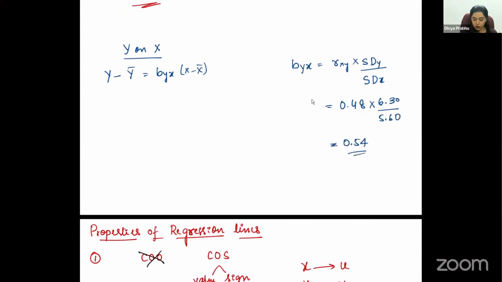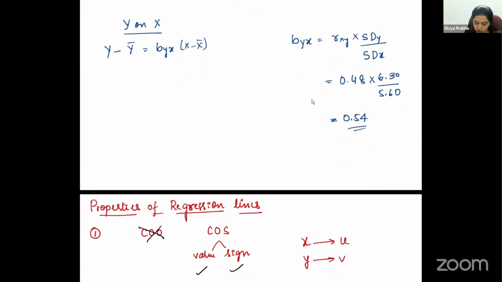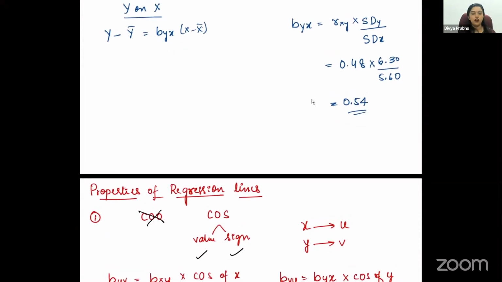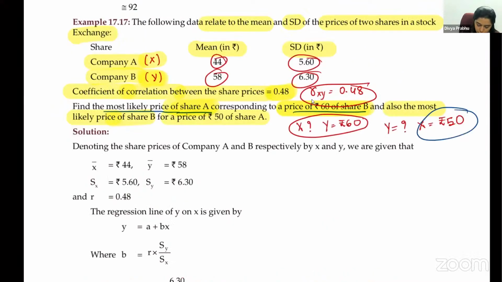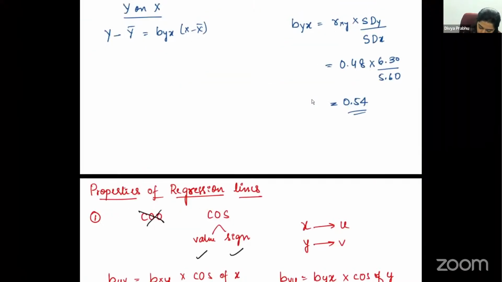From here, please calculate and give me the answer. What is the price of Y? Let me know in the comments. What is the price of Y? Because the X price is given here, which is rupees 50. So right here, X is equal to rupees 50. First form the equation. Substitute the value of X. You should get the value of Y.